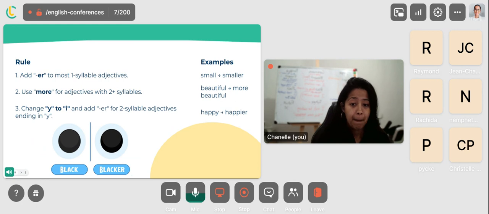So your rule: add er to most one-syllable adjectives. For example, small becomes smaller. We use more for adjectives with two or more syllables. For example, beautiful, more beautiful. In general, we change the y to an i and we add er for two-syllable adjectives ending in y.